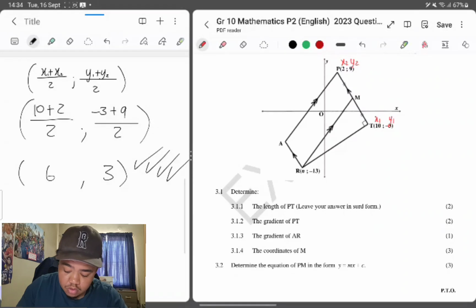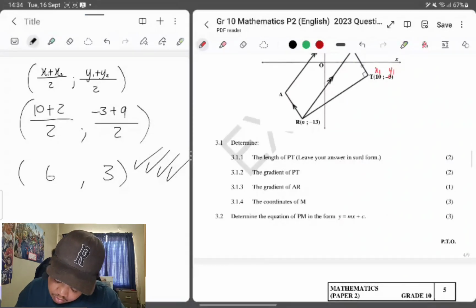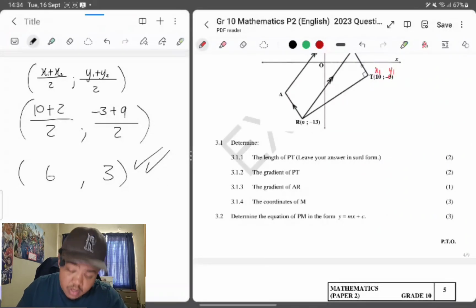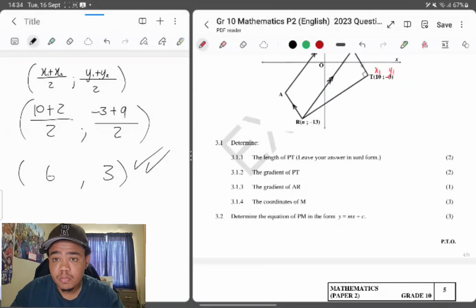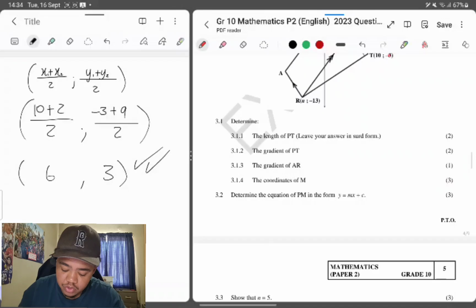This will give you 4 marks. Was it 4 marks? No, it was 3 marks. Okay, easy 3 marks, people. Just remember you need to know all your formulas and you should be good. Now we go into question 3.2.